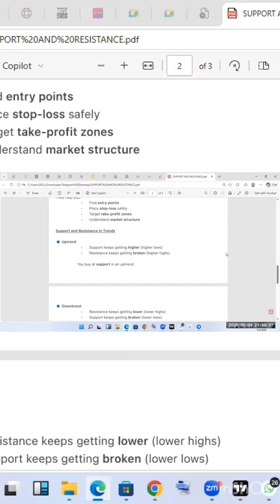So I think in our next class, I will teach about that. We can see support keeps getting higher, giving us higher lows. Resistance keeps getting broken, giving us higher highs. This is what we see in an uptrend. You buy at support in an uptrend.